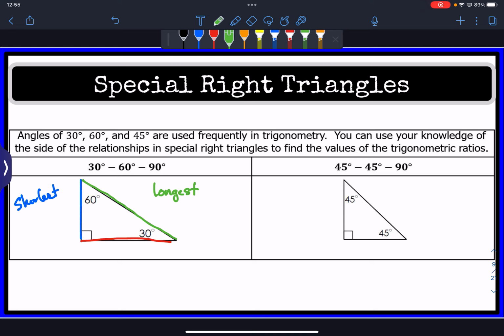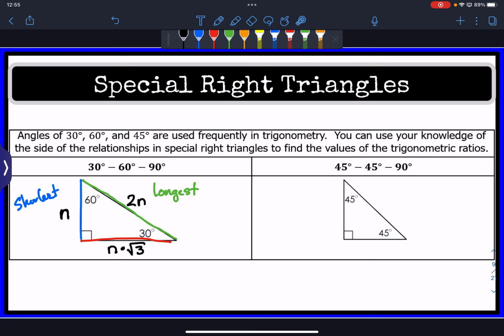Now, the relationship between these three sides is that whatever the shortest leg value is, let's say it's n, the longer leg, the leg opposite of the 60, is going to be whatever that number is times the square root of 3. And the hypotenuse, the longest of the three sides, is going to be 2 times whatever that number is.